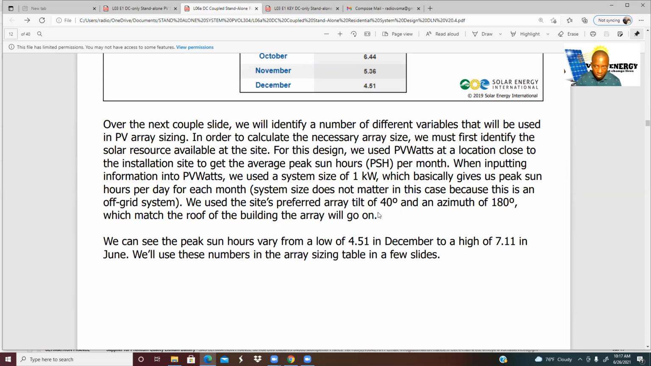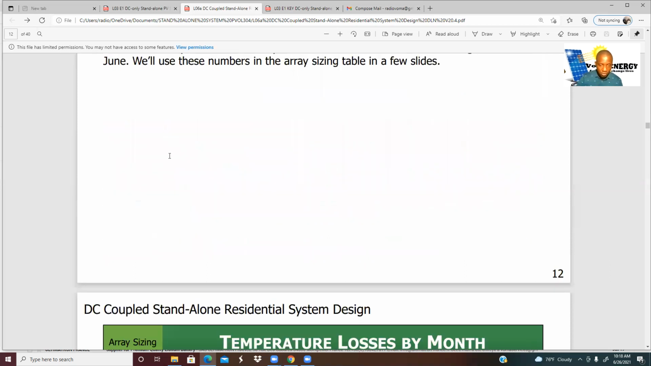When importing information into PV Watts, we use a system size of 1 kilowatt, which basically gives us the peak sun hour per day for each month. System size does not matter in this case because this is an off-grid system. We use a fixed array type, a tilt angle of 40 degrees and an azimuth of 180. We can see the peak sun hour varies from a low of 4.51 in December to a high of 7.1 in June. So very important.